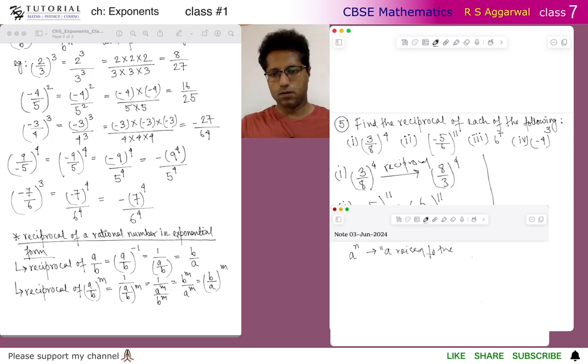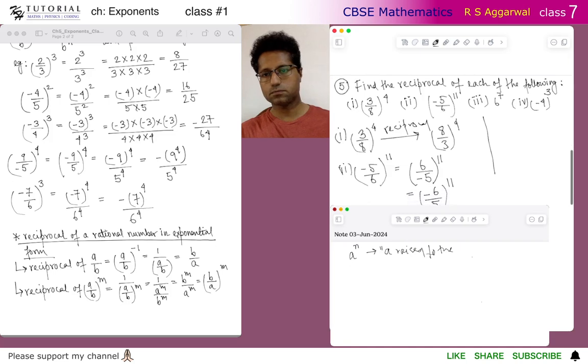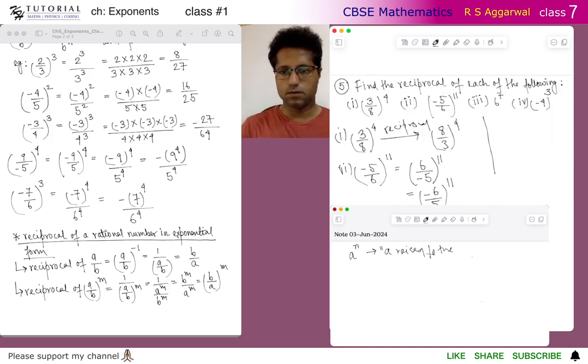Now, in a rational number we do not keep the denominator negative, we always make the denominator positive. So, we have to convert the rational number 6 by minus 5 so that the denominator becomes positive. So, this becomes minus 6 by 5 raised to the power 11. So, this is the reciprocal of, this is the reciprocal. Okay.